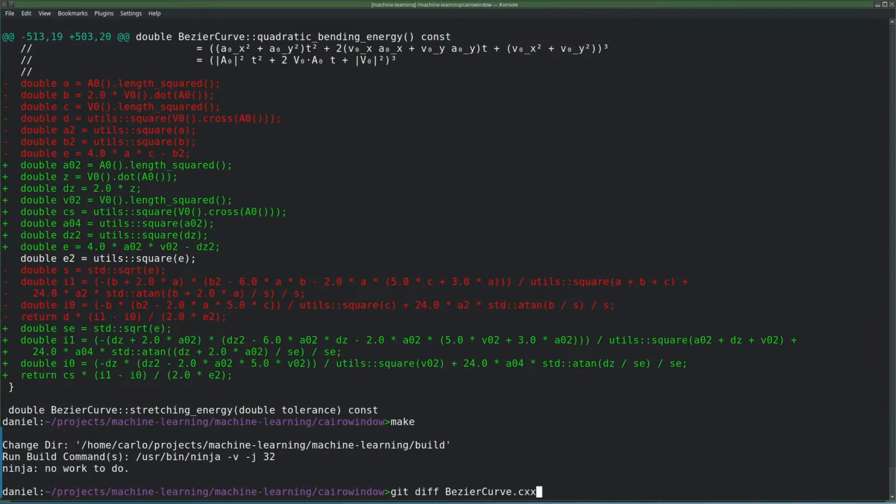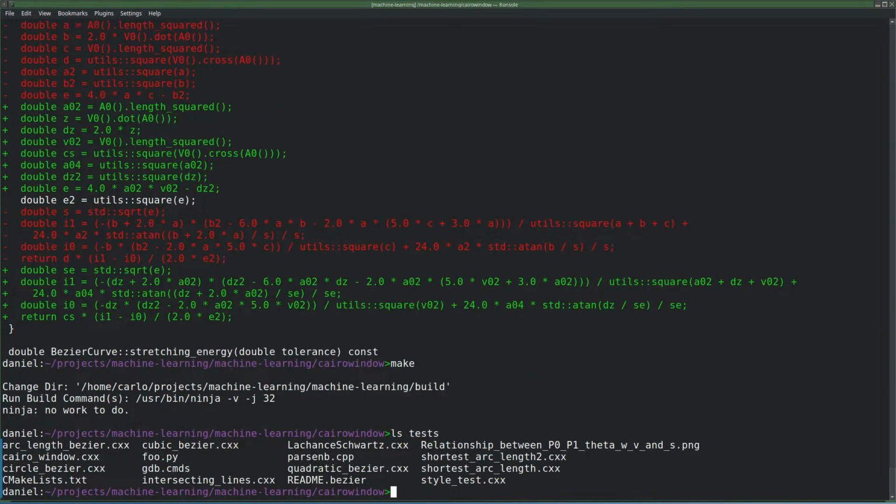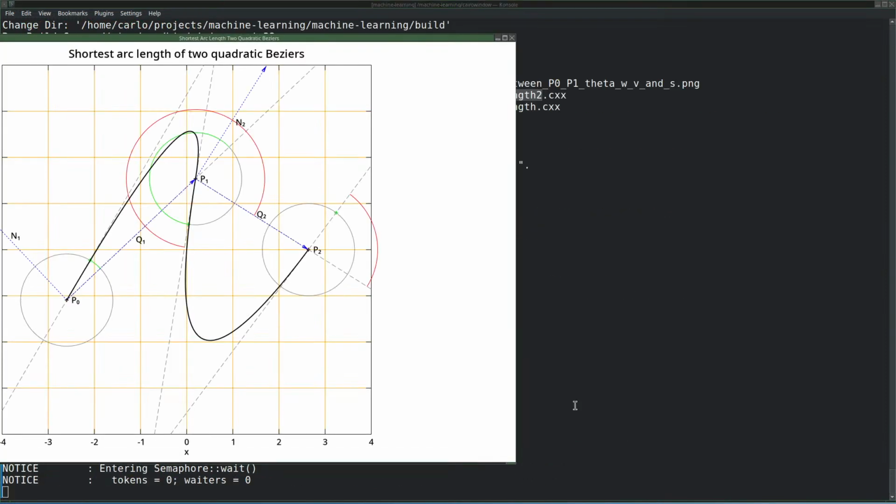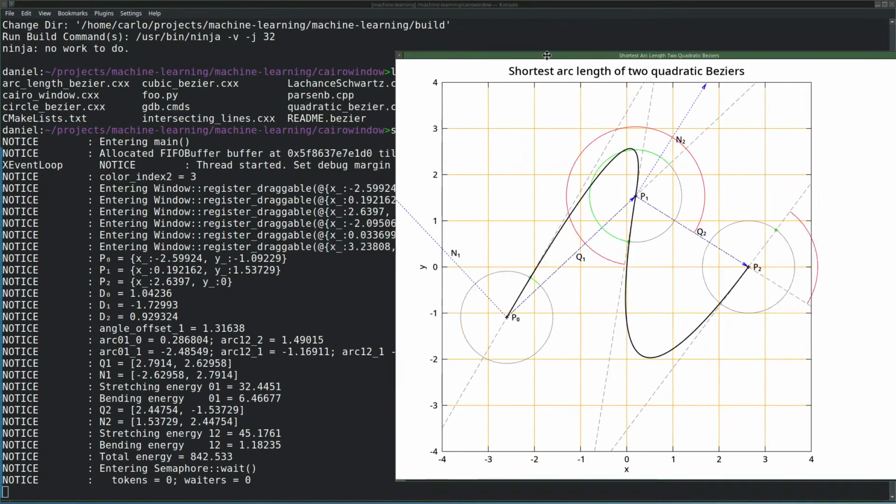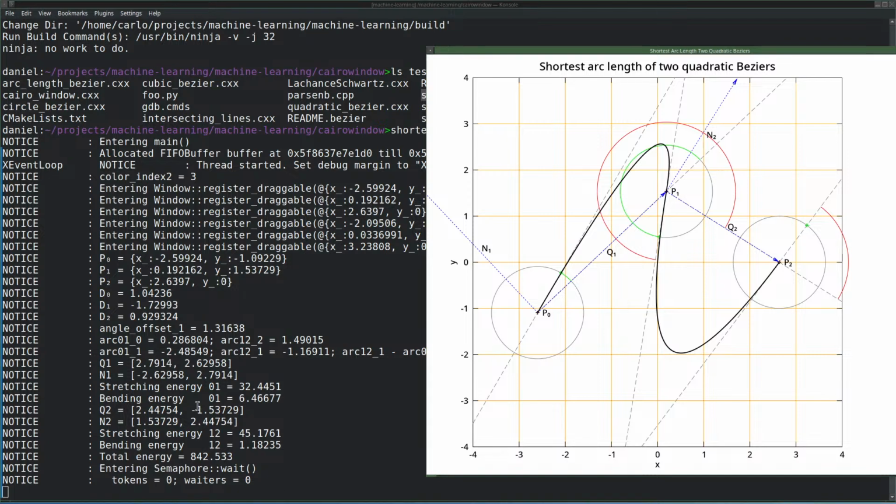It did compile. Let's run it again. What did I run in the first place? I have no clue. Yeah, it must be this one. And we have a bending energy of 6.46677, so I guess I really did not make a mistake.